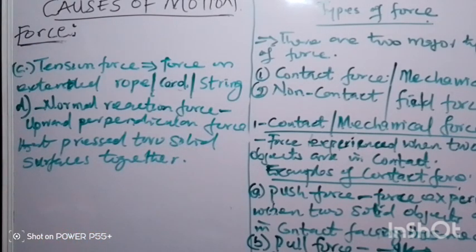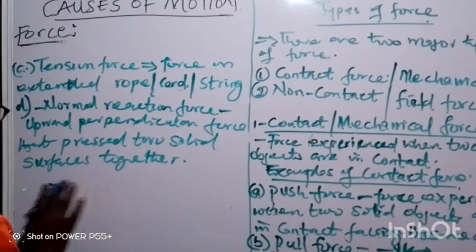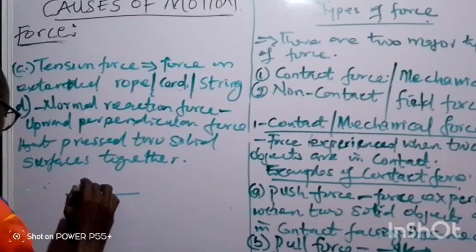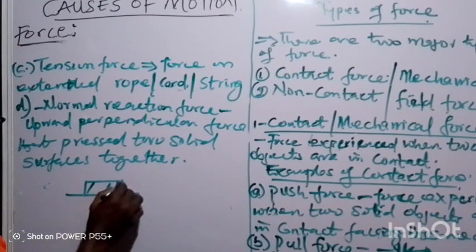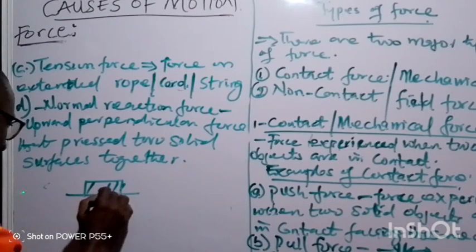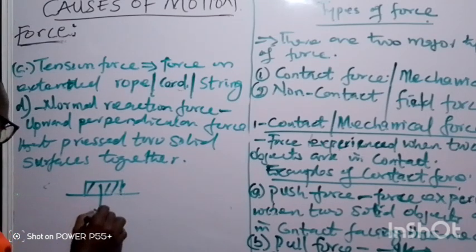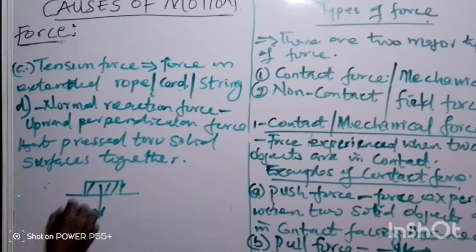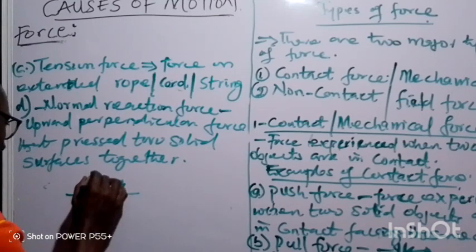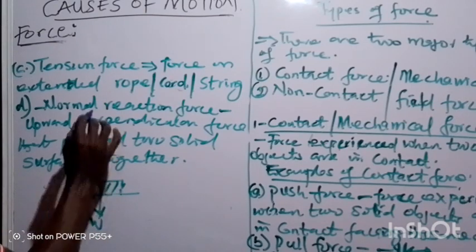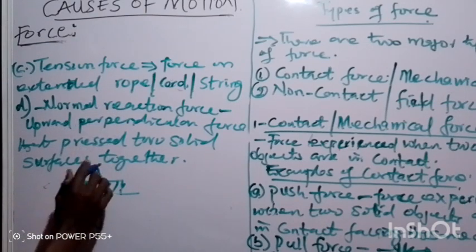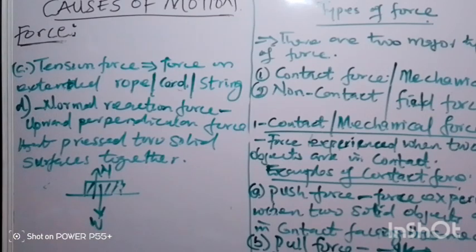Upward perpendicular force, that is, when you have two surfaces, like when you place a wooden block on a horizontal surface like this, the weight of this one will act downward, while the force produced by the surface of the table is the normal reaction force. So the weight acts downward, and the force produced perpendicularly upward is the normal reaction force. So it is an upward force.